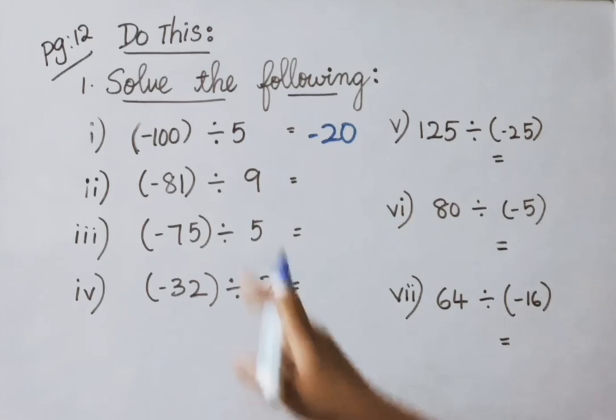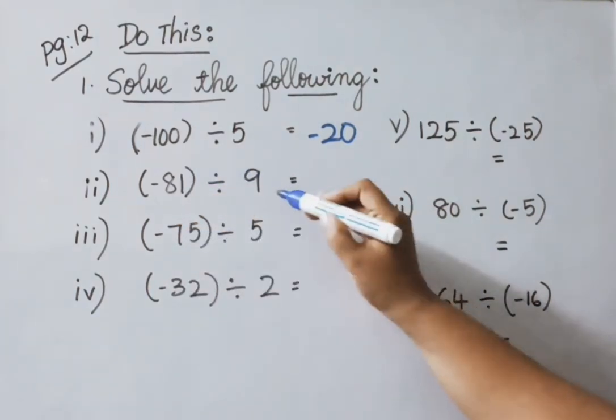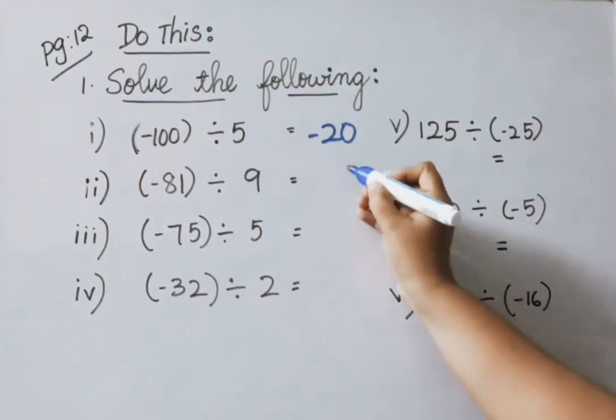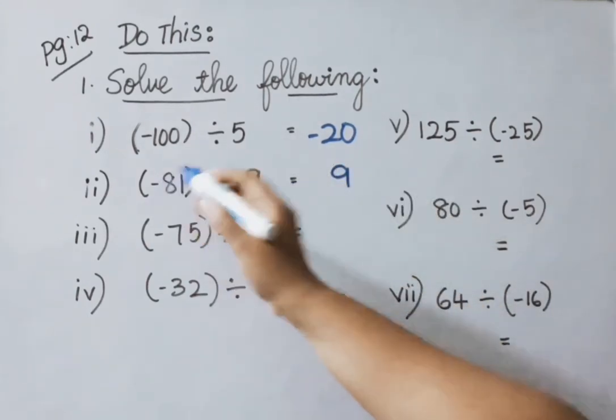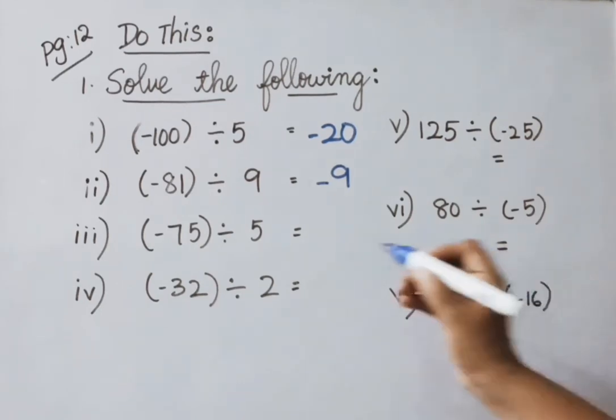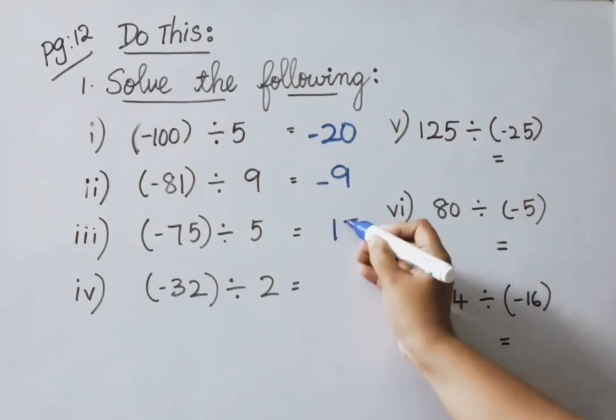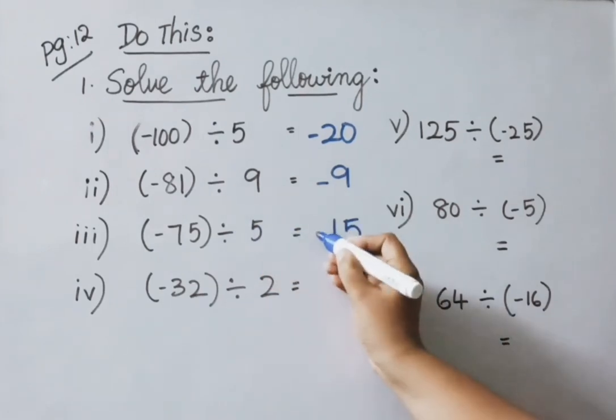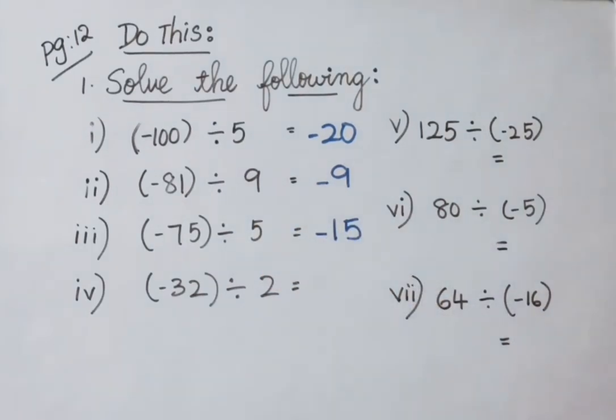See the second one, minus 81 divided by 9. 9 table 81, how many times is it? 9 times. Now write on this minus sign. So the quotient is minus 9. See next one, minus 75 divided by 5. So 5 table 75, how many times is it? 15 times. Now keep the minus sign. So the quotient is minus 15.